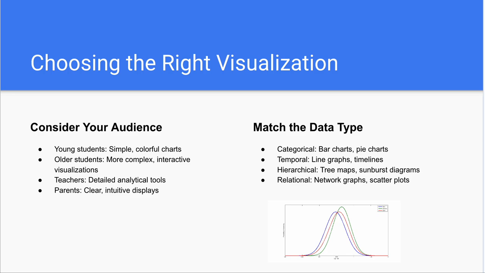Match the data type. So categorical data will have bar charts or pie charts. Temporal will have line graphs or timelines. Hierarchical can have a tree map or a sunburst diagram, and then relational, network graphs and scatter plots.